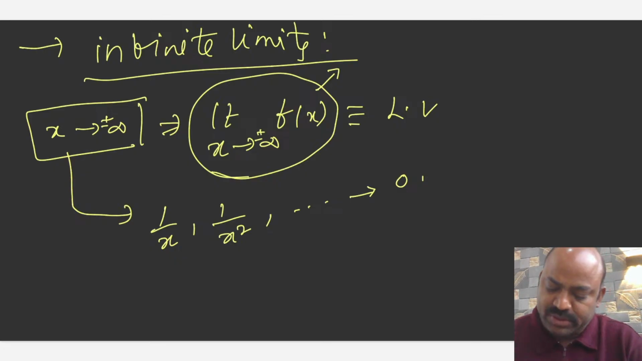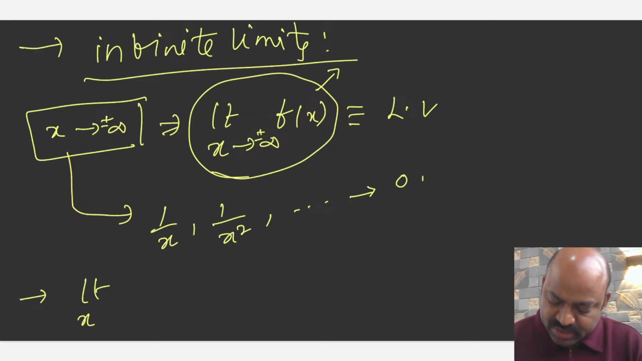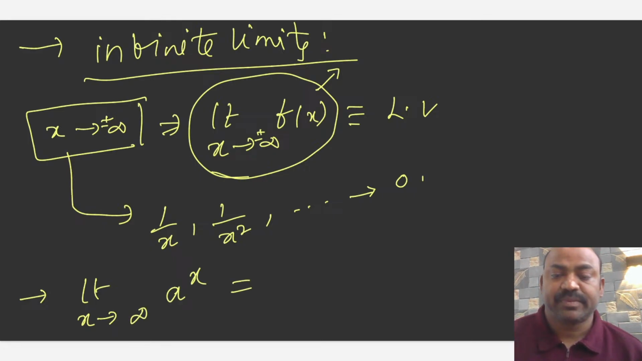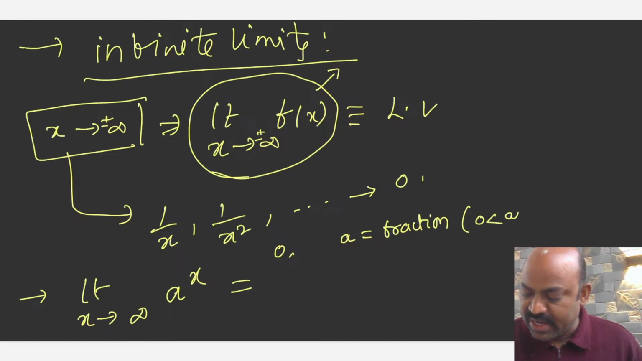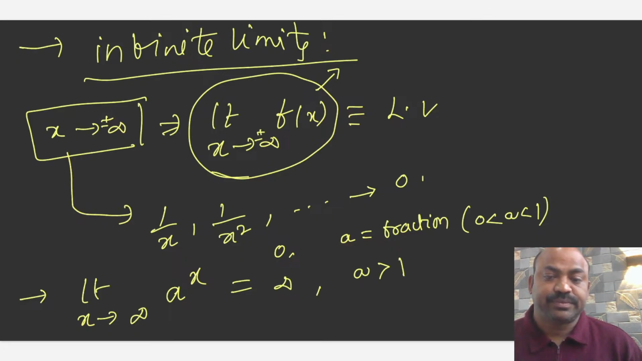Now here is a beautiful set of questions, dear. In this infinite limit, for example, the limit as x extends to infinity of a power x is one type of model. Then it will be 0 when a is a fraction, that is nothing but 0 less than a less than 1. It's infinite when a is greater than 1. And it's 1 when a is equal to 1.